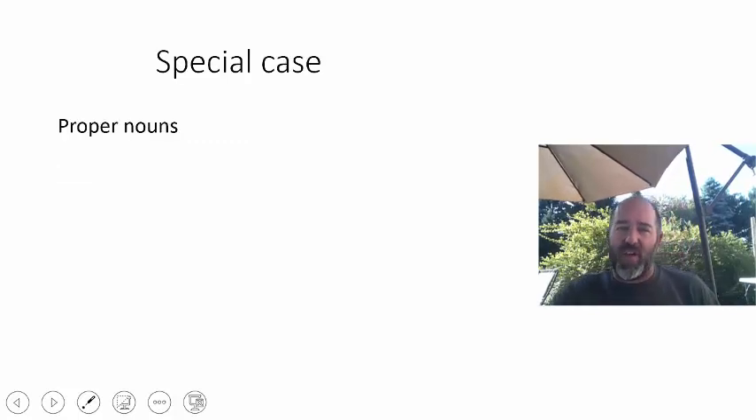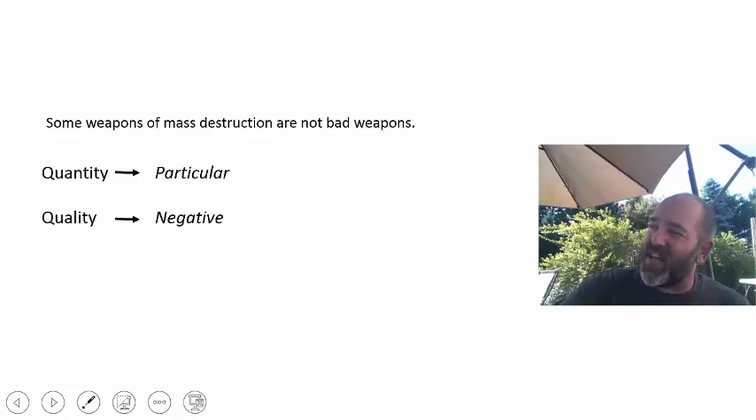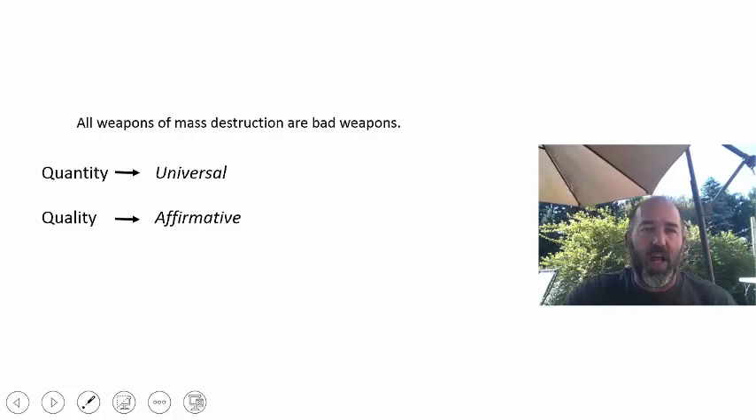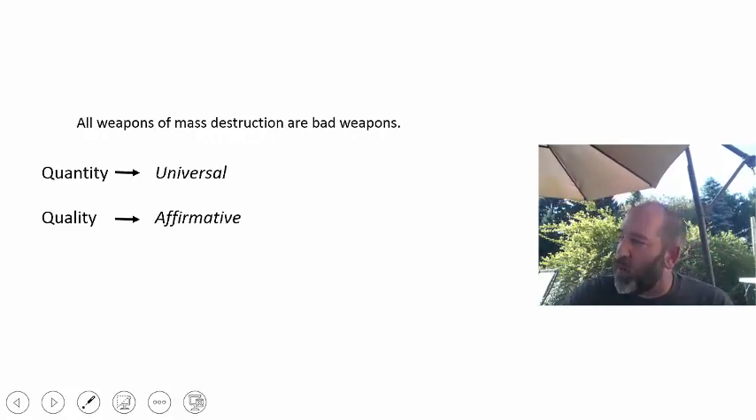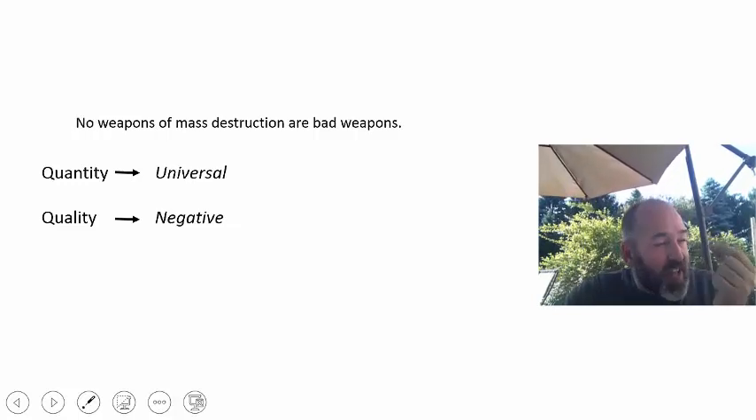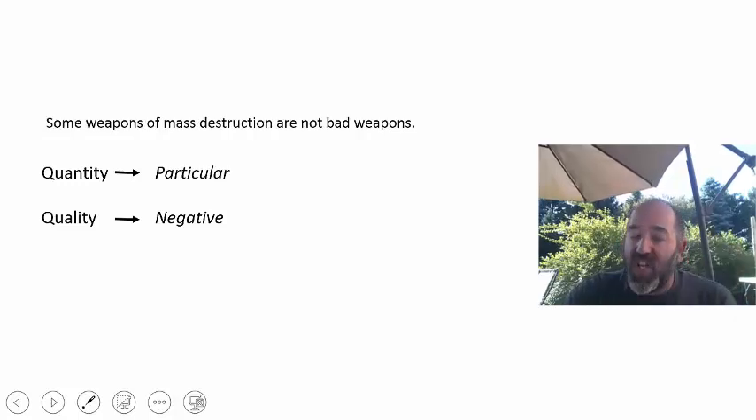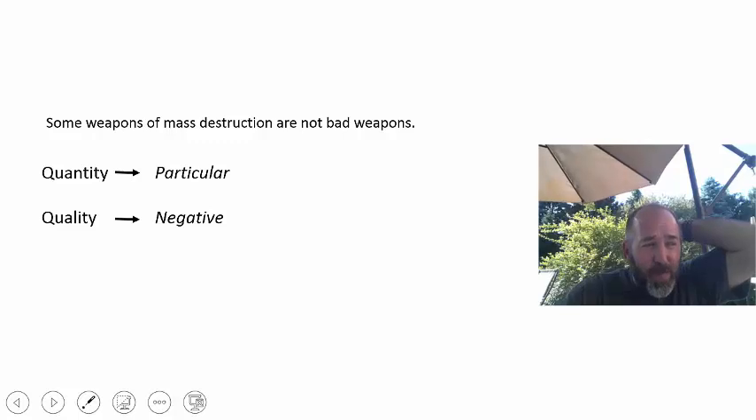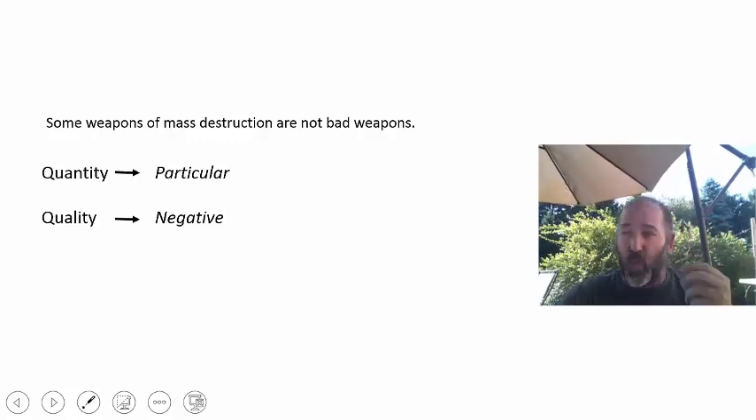But what we have here, okay, are four different types of propositions, right? Okay, we have the universal affirmative, all. We have the particular affirmative, some. We have the universal negative, no. And we have the particular negative, some are not. And that is the four different types of propositions that you can have. That's the four different types of claims that you can put forward.